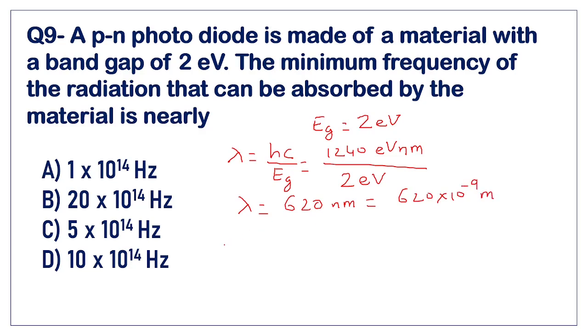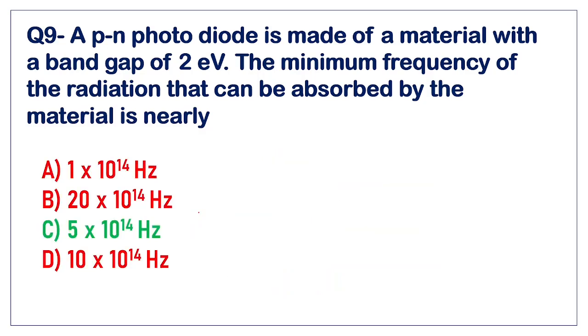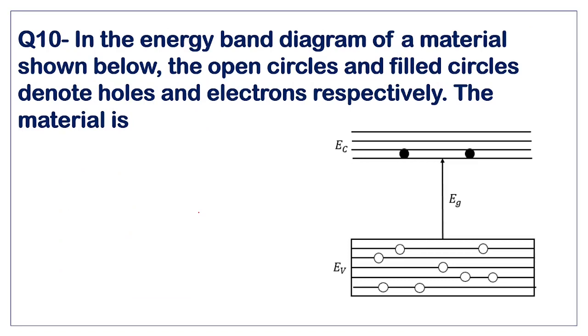Now to calculate the frequency, frequency will be given as velocity of light upon lambda, that is the wavelength. Velocity of light is 3 into 10 to the power of 8 meters per second, upon lambda, which we calculated earlier as 620 into 10 to the power of minus 9 meters. If you solve this, you will get f approximately equal to 5 into 10 to the power of 14 hertz. So option C will be the right answer here, that is 5 into 10 to the power of 14 hertz. Then we'll go to the next question, question number 10.